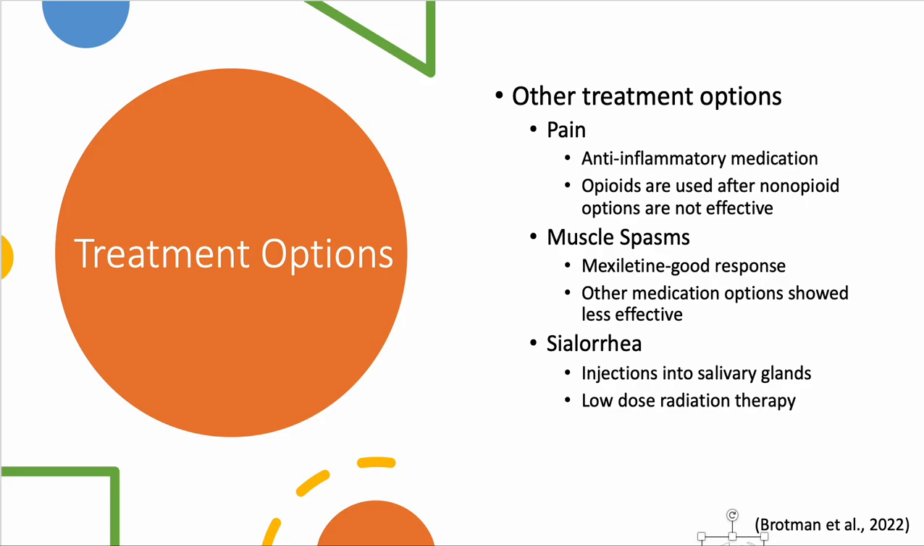Other treatment options that we're going to discuss are addressing symptoms such as pain, muscle spasms, and sialorrhea. First, pain can be addressed through the use of anti-inflammatory medication or opioids. Muscle spasms can be addressed through medication as well, with the most appropriate being mexiletine, which is shown to have a good response. Sialorrhea is the excessive drooling or saliva that an individual experiences, and this can be addressed through injections into the salivary gland or even low-dose radiation therapy.